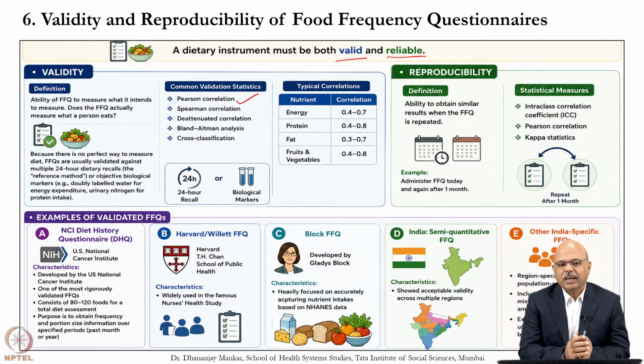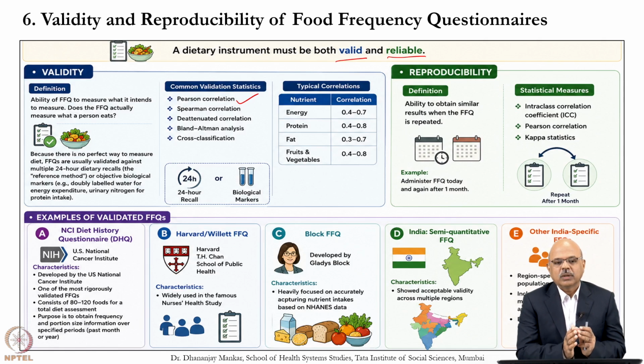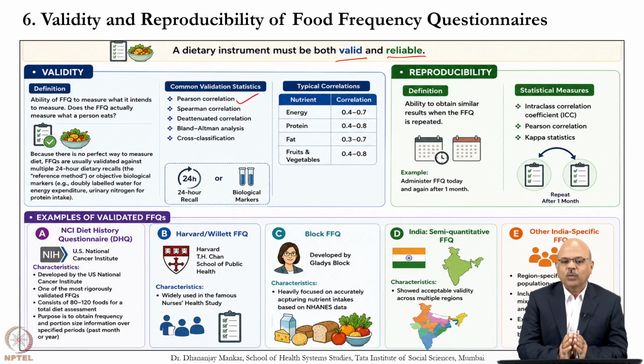The second example of a validated FFQ is the Harvard-Willett FFQ, from the Harvard T.H. Chan School of Public Health. It is widely used in the famous Nurses' Health Study, and it has been popularized with this study. Then comes the Block FFQ, developed by Gladys Block. It is heavily focused on accurately capturing nutrient intakes based on NHANES data.